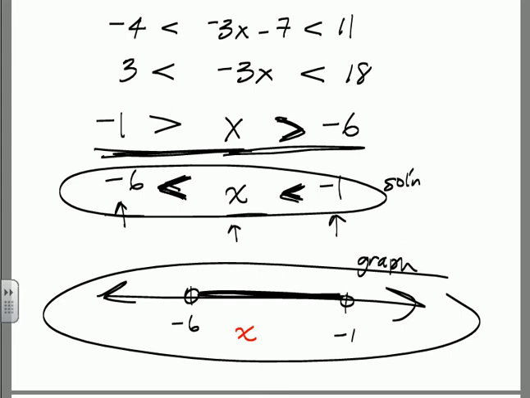So let's try another one. And I'm having a hard time getting those just where I want them, aren't I? Okay.